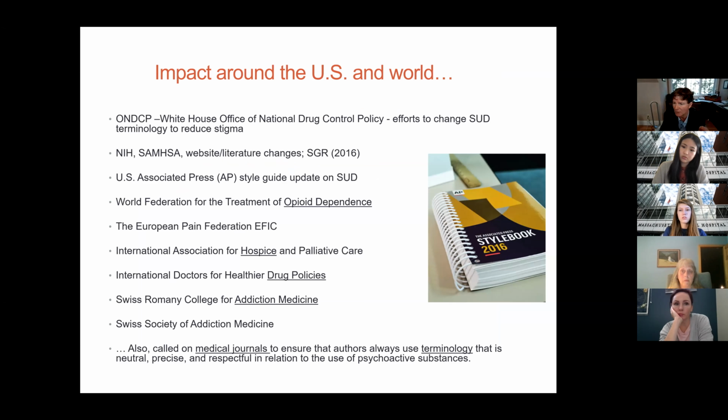Journalists also have adopted the AP Style Book in 2016, adopted and advocated for non-stigmatizing language to be used among journalists. Of course, this is where most of us get our information. So if journalists start to change their language, this has a major impact on our overall cultural psyche and language.